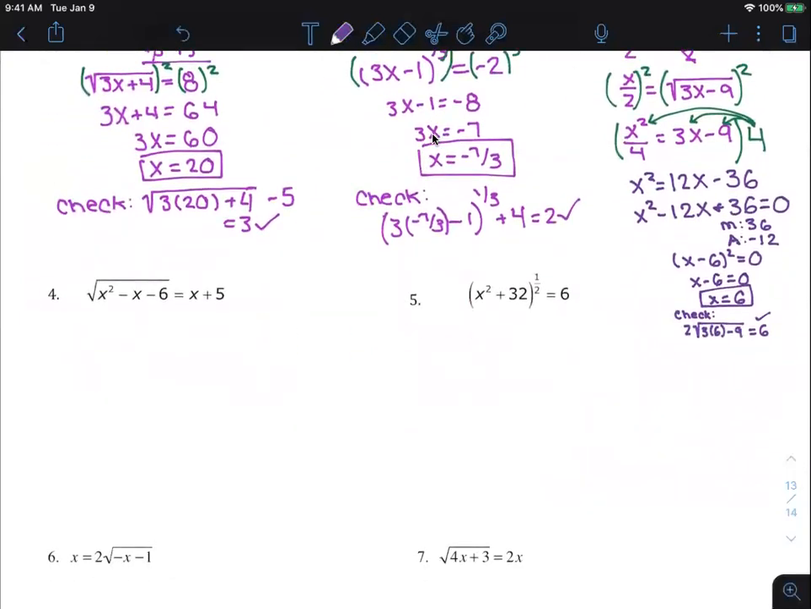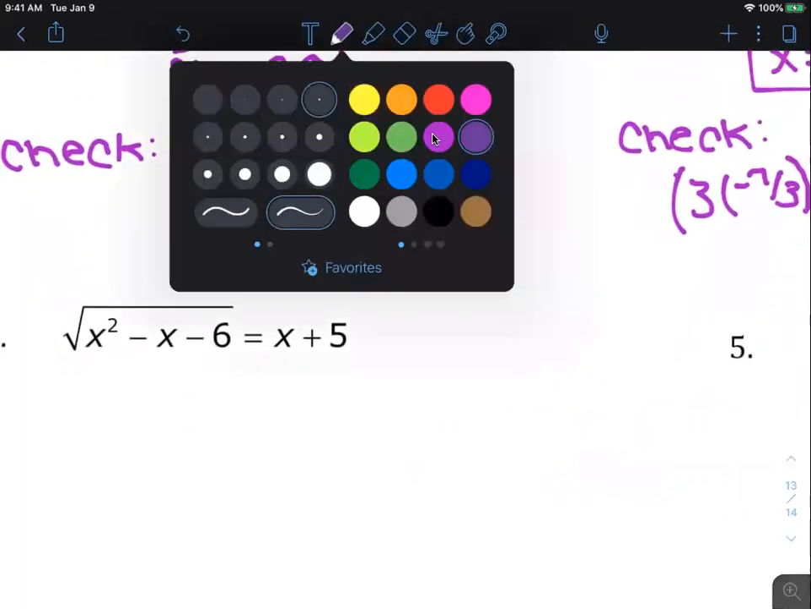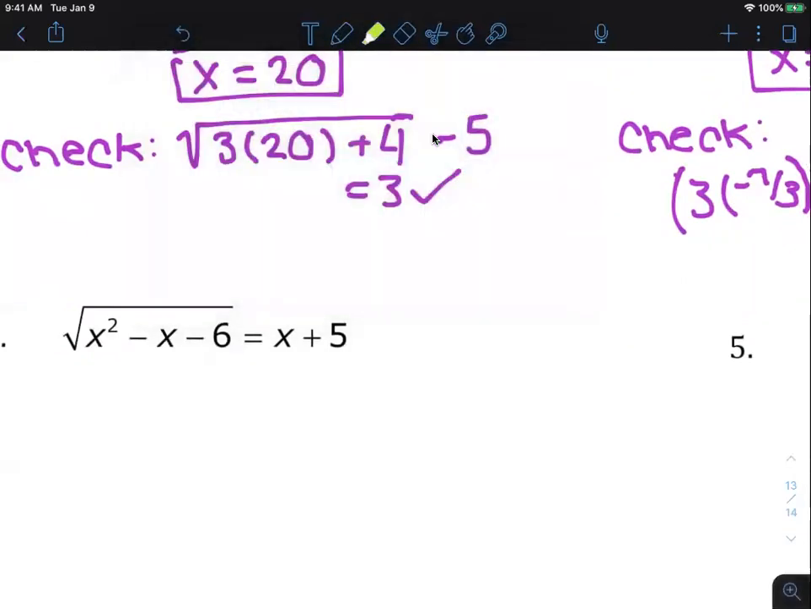This one's a little bit different as well. So I'm going to go ahead and go through this with you. So the first thing we're going to go ahead and do is undo the square root. Notice that this is already isolated on the left side. So the very first step we're going to do is square both sides to undo the square root.